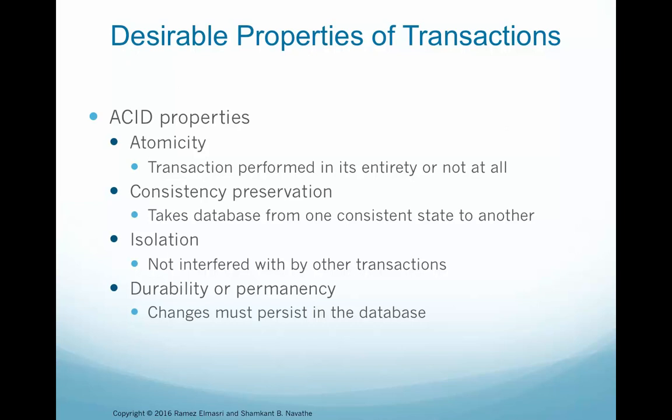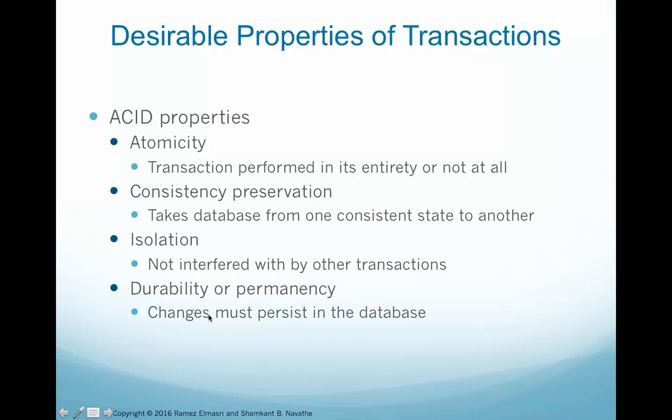And typically, whenever we talk of a DBMS system, we talk of these ACID properties and the ability to have transaction processing to make sure the ACID properties are maintained. So ACID stands for atomicity, consistency preservation, isolation, and durability or permanency.